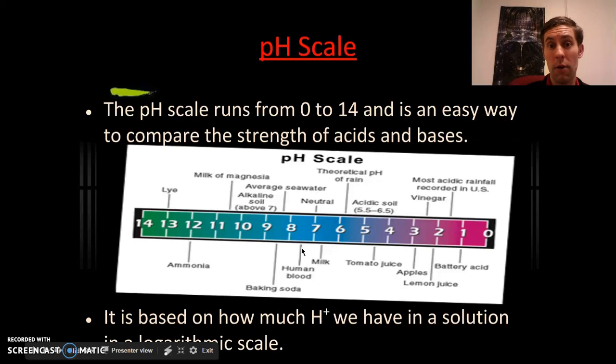I'll talk about later how my blood, as a diabetic, is sometimes trying to kill me because it gets too acidic. Lucky me.